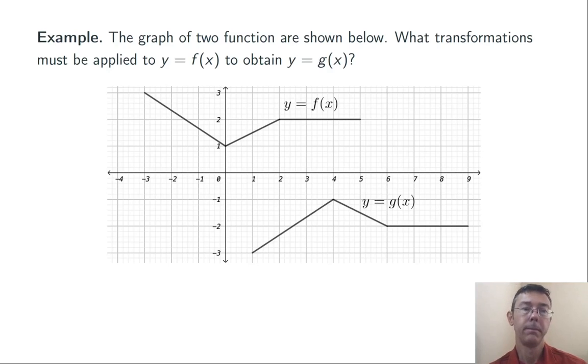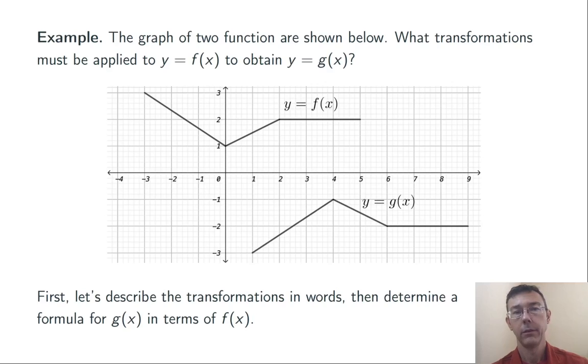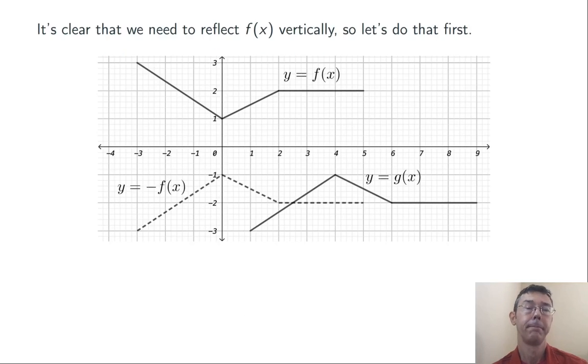One final example. The graph of two functions are shown below. What transformations have to be applied to y equals f of x to get the graph of y equals g of x? So first let's just do this in words. And then once we have a verbal description of what transformations need to be applied to f to get to g, then we'll be able to write a formula.